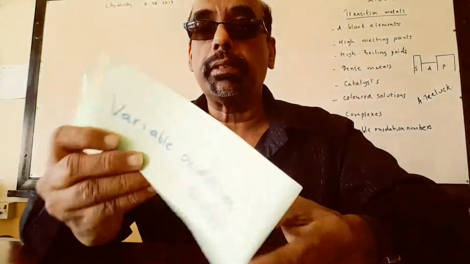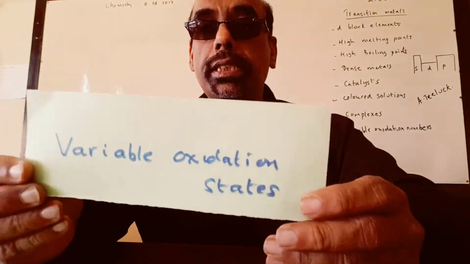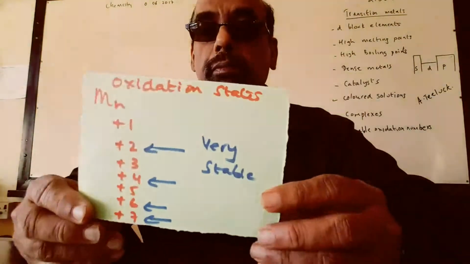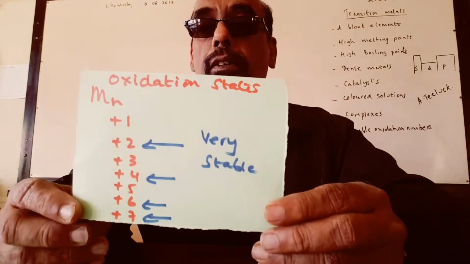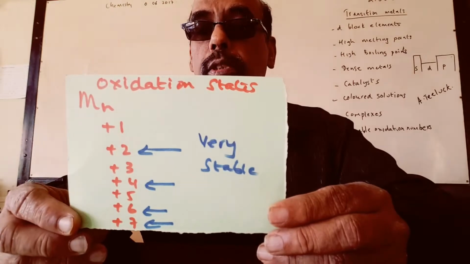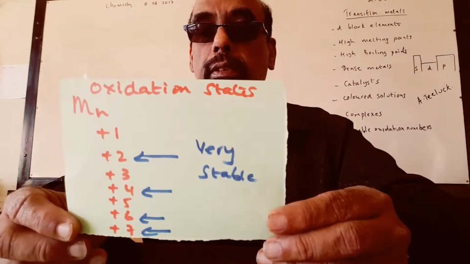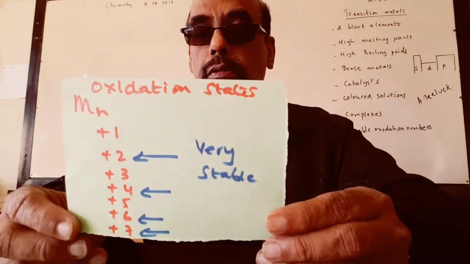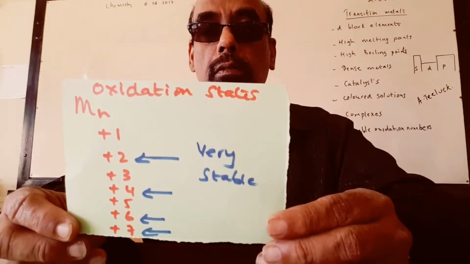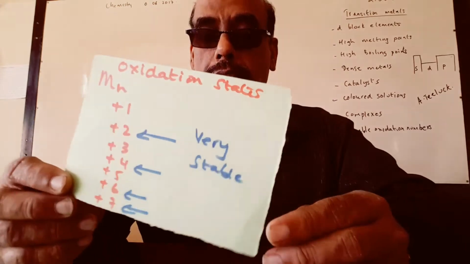These elements exhibit variable oxidation states. For example, if we take manganese, it can have oxidation states +1, +2, +3, +4, +5, +6, +7. +2, +4, +6, +7 are stable oxidation states.